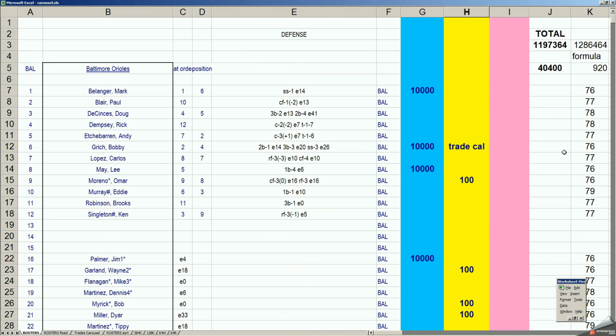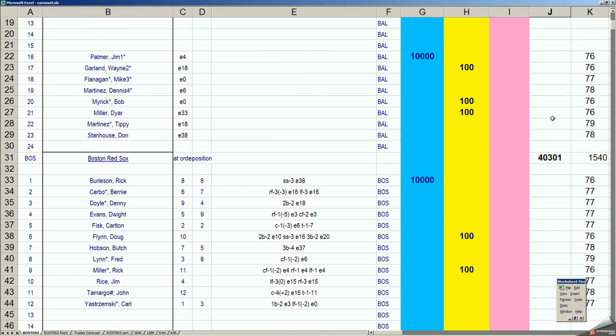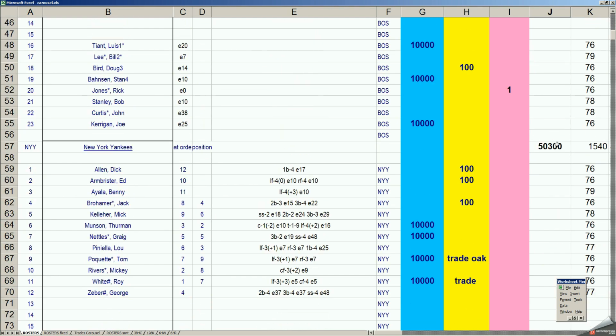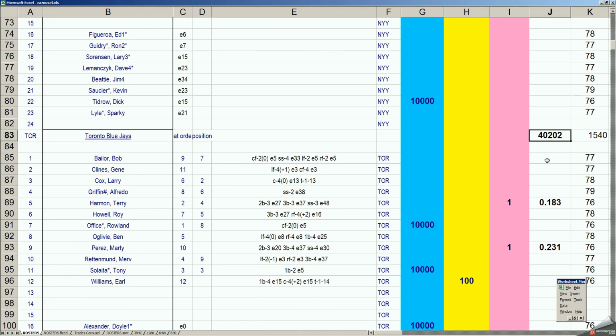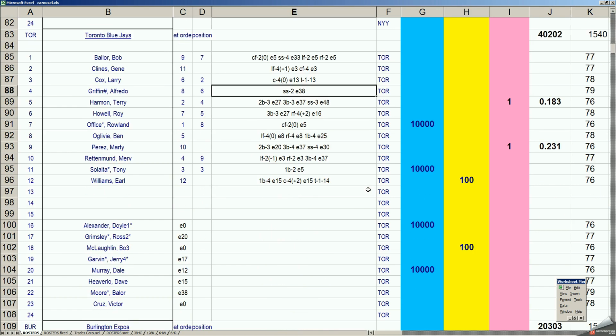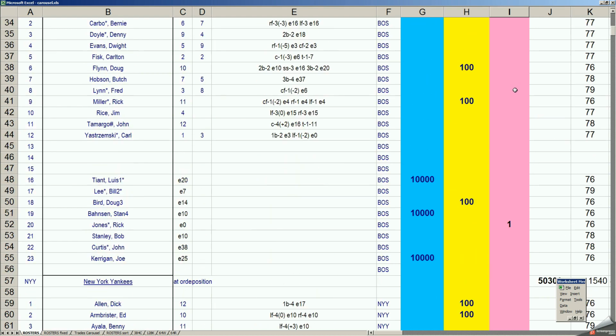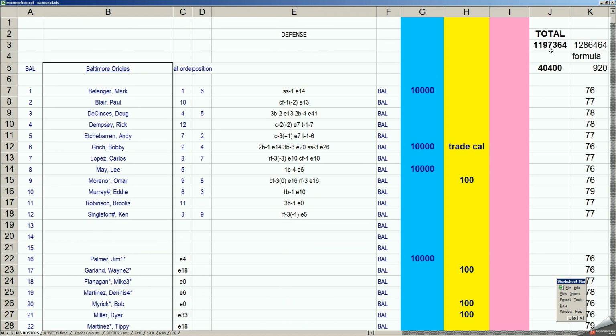If you add this all up for a team, the number here would be 40,202, and this shows you if somebody is right or wrong. The Orioles are currently wrong, Red Sox are wrong, Yankees are wrong, and the Blue Jays are okay. So the Blue Jays, their eliminations are ready to go unless they want to make more moves. So once you have all this information that I've done in these elimination videos, you have a cumulative number here. Now, the number 40400, well, it's just incorrect. The number is supposed to be 40202.